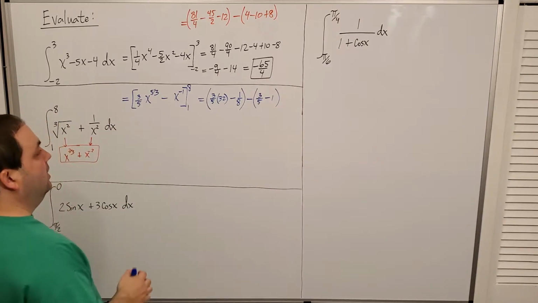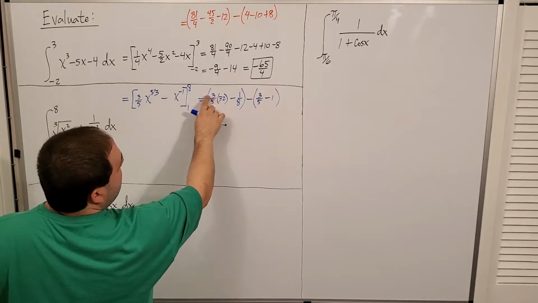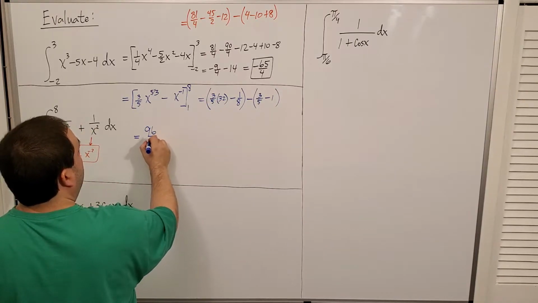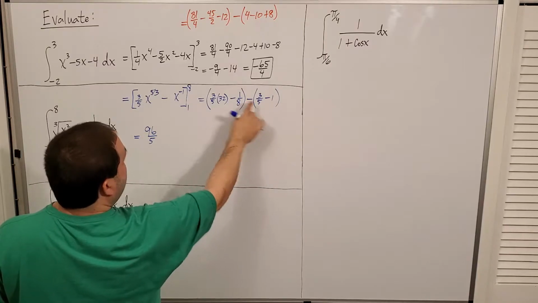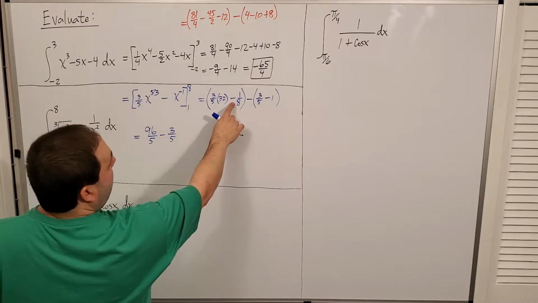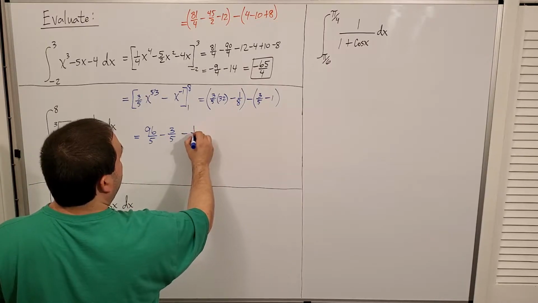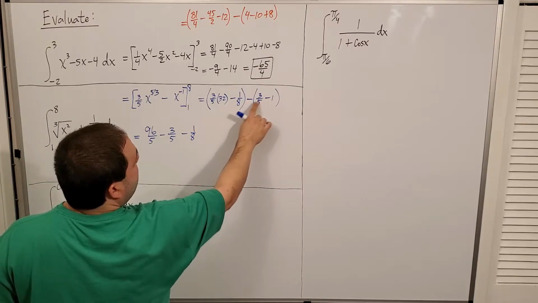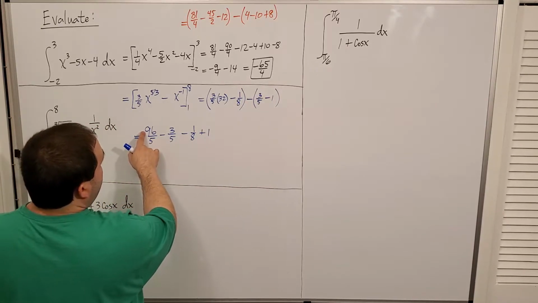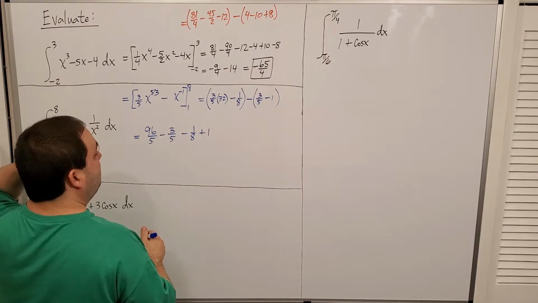Great. So here I've got 96/5, and I've got minus 3/5. I'll go ahead and group those together. I've got minus 1/8, and I've got plus 1. Okay, so 96 minus 3 is 93/5.